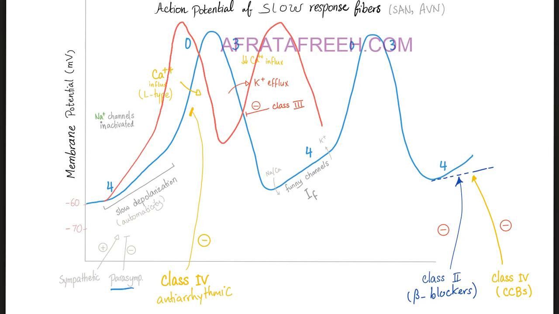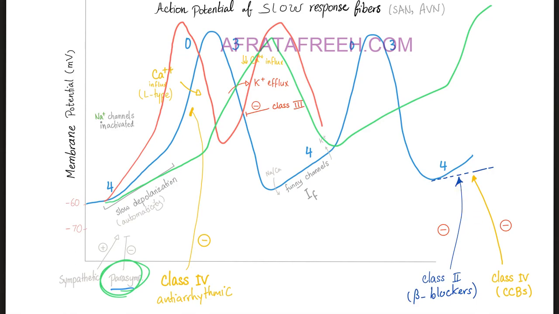But the parasympathetic goes like this. Let's do it with the green color. It slows the slope of phase 4, and then everything that follows is going to be slow. We got it. Thank you so much. All right. How about beta blockers and calcium channel blockers? There's phase 4, right? Right.